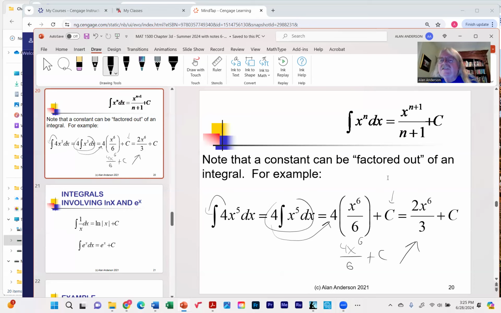Now, that's fine as far as it goes. So far, we've been considering only constants and powers of x. What about logarithmic and exponential functions? Well, it turns out they're relatively straightforward. And here they are.